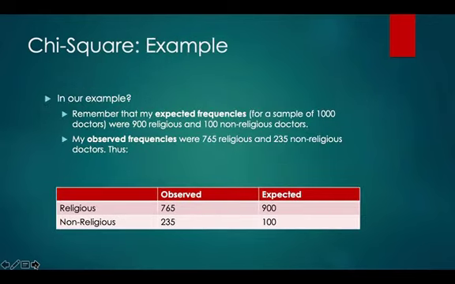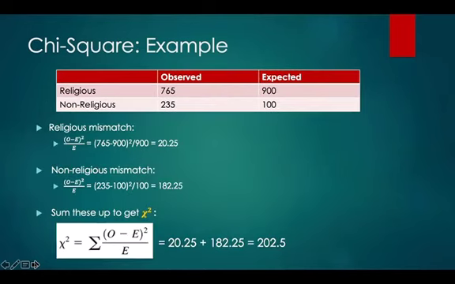So in our example, remember that my expected frequencies for a sample of 1,000 doctors were 900 religious, 100 non-religious, and my observed frequencies were 765 religious and 235 non-religious. Thus, this table here.